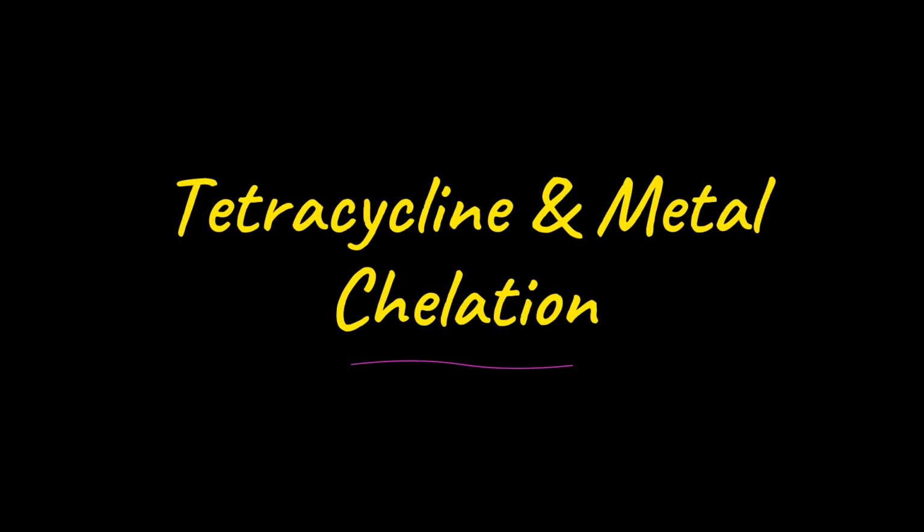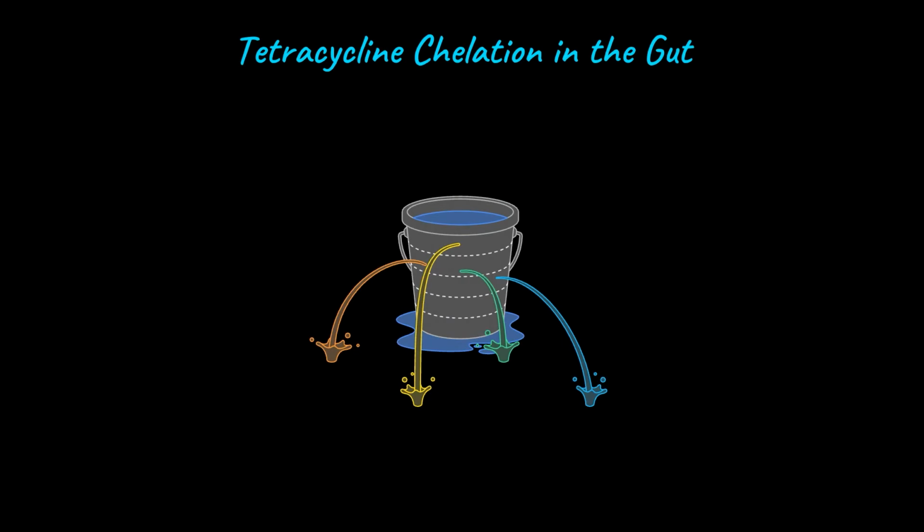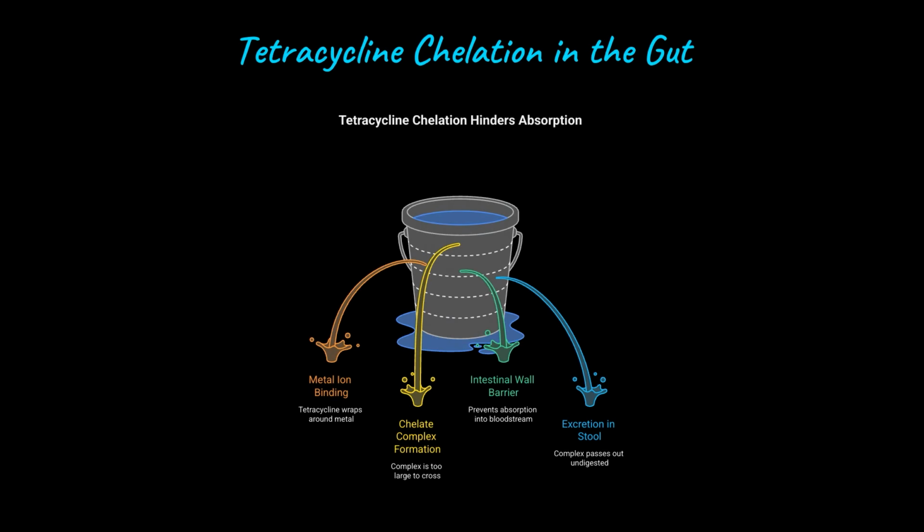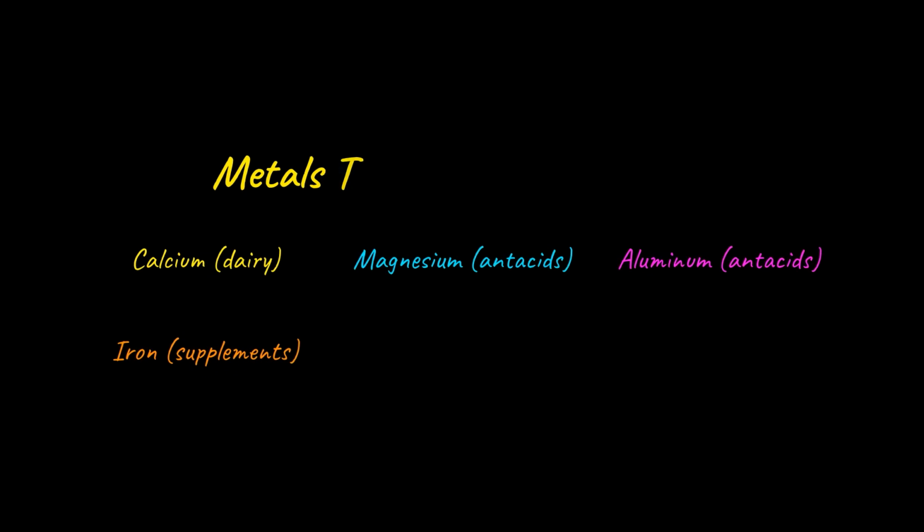Tetracycline is an antibiotic with an unusual vulnerability. Certain common substances can trap it in your gut before it ever reaches your bloodstream. Understanding why requires a look at the chemistry of chelation. Chelation is the key mechanism. Tetracycline wraps tightly around metal ions, calcium from dairy, magnesium and aluminum from antacids, and iron from supplements, forming a large, insoluble complex that cannot cross the intestinal wall and is simply lost in the stool.